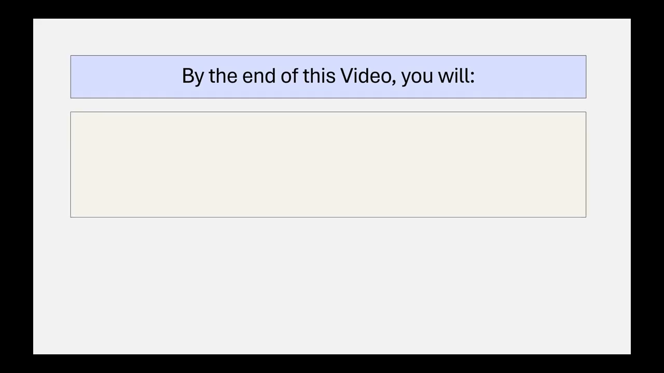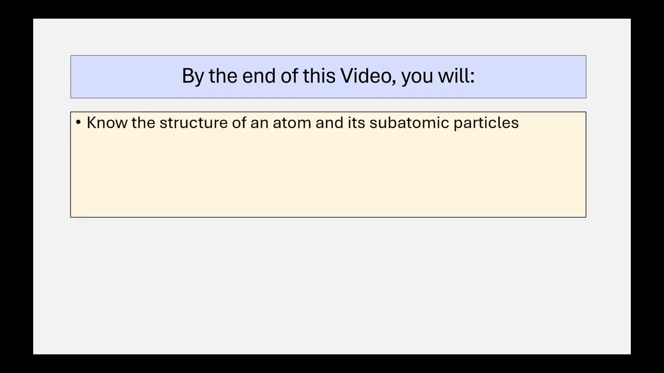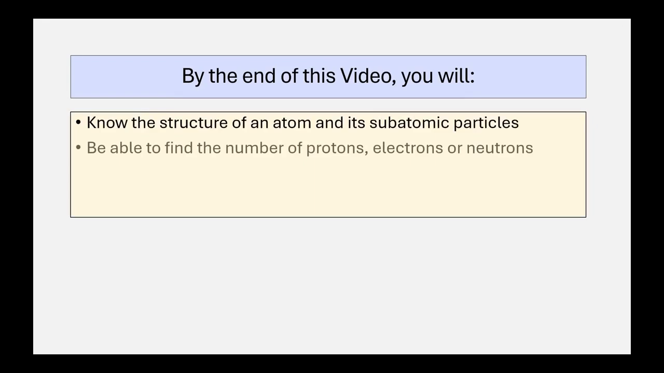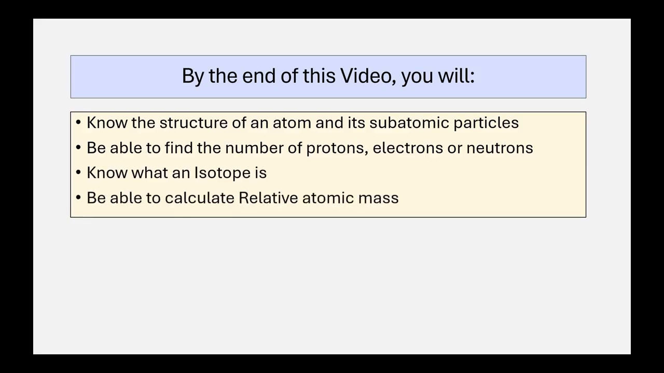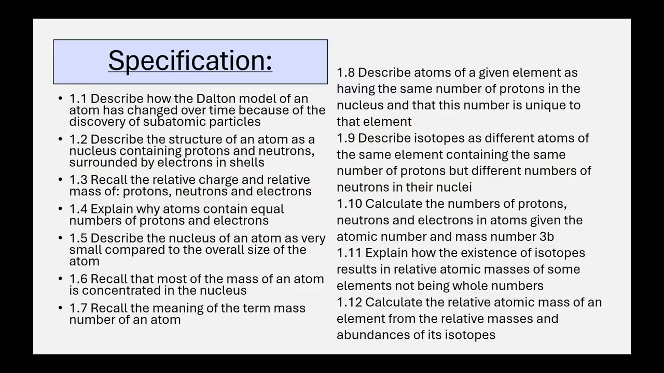By the end of this video, you will know the structure of an atom and its subatomic particles, be able to find the number of protons, electrons, or neutrons in an atom, know what an isotope is, and be able to calculate relative atomic mass. Here is a copy of the specification. If you want to go ahead and read that, pause it now.